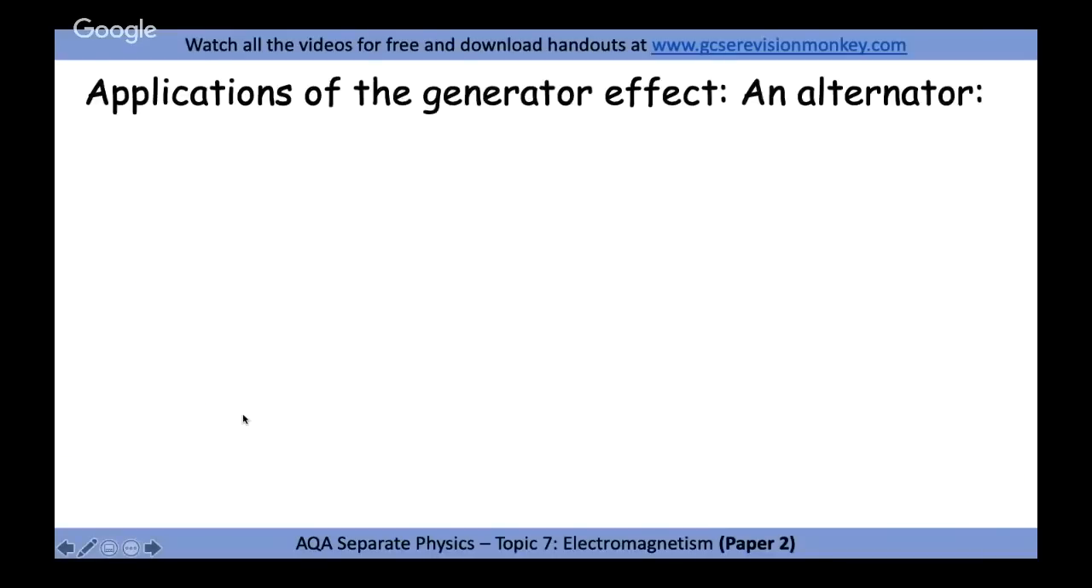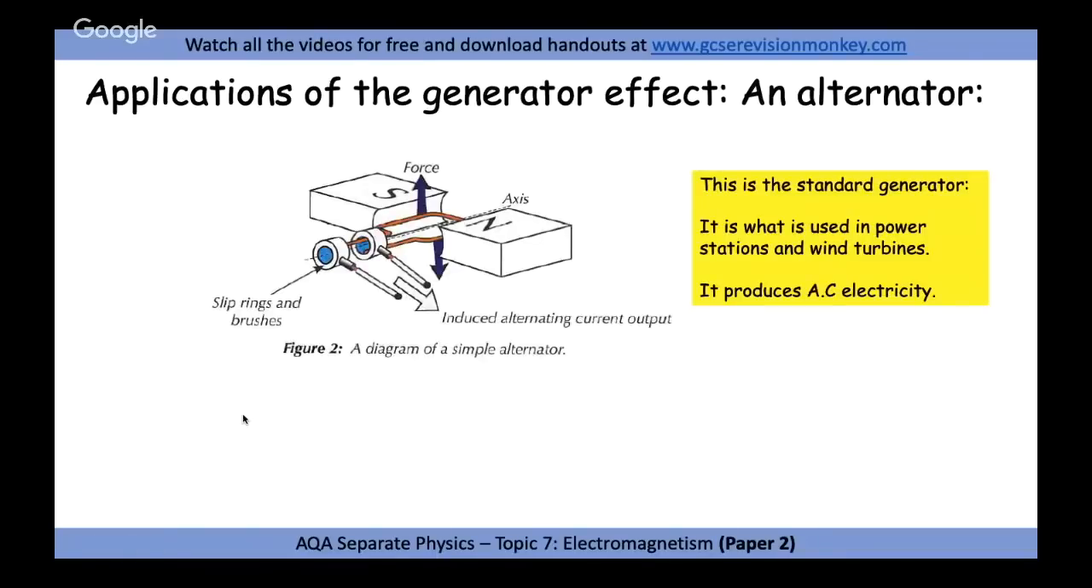Now, applications of the generator effect. So here we have the standard generator. It's what's used in power stations and wind turbines, and it produces AC electricity. It looks really similar to an electric motor, but instead of putting in electricity and getting out kinetic energy, I am putting in kinetic energy and getting out electricity.